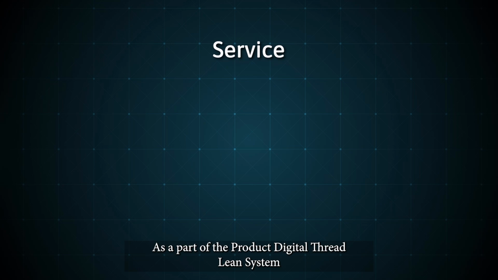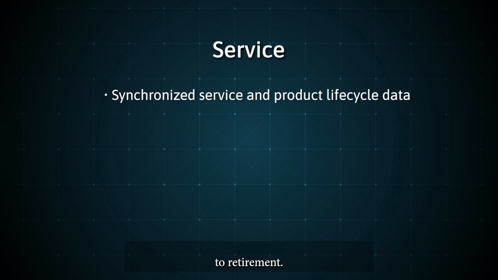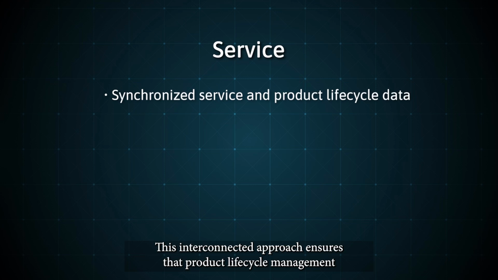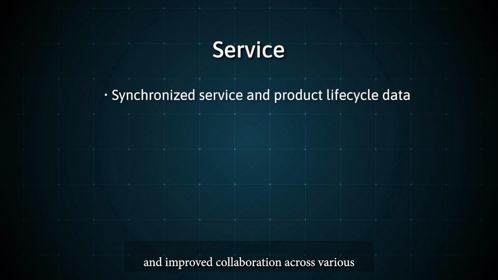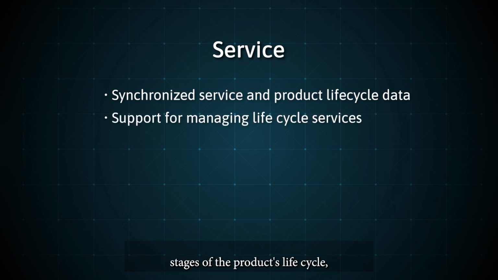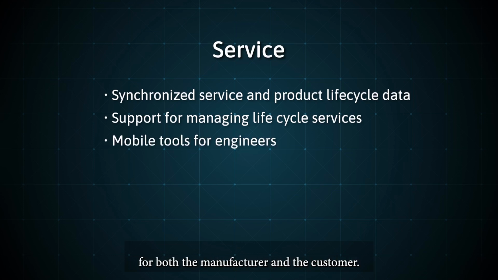As a part of the product digital thread, Lean system is synchronizing service and product lifecycle data, providing a single source of truth for all stakeholders involved in the product journey from product design to retirement. Product digital thread optimizes processes by enabling smooth communication and two-way feedback among design, manufacturing, and service departments. This interconnected approach ensures that product lifecycle management is as efficient as possible, with seamless handoff and improved collaboration across various stages of the product's life cycle, ultimately leading to better outcomes for both the manufacturer and the customer.